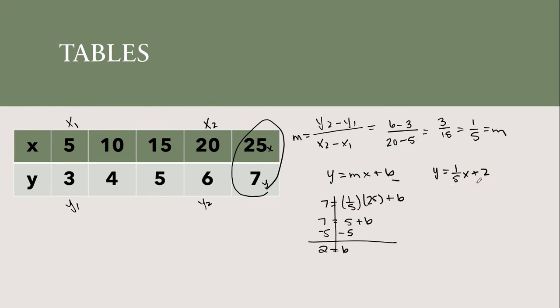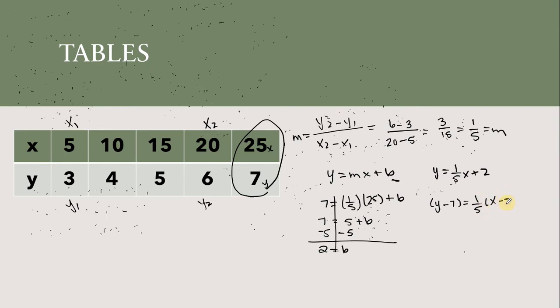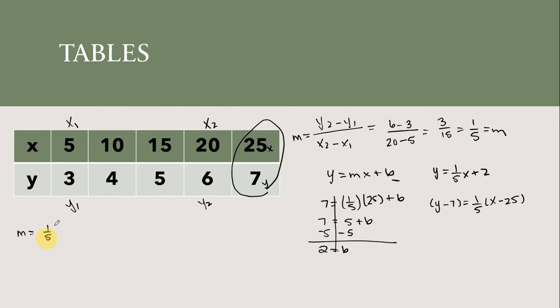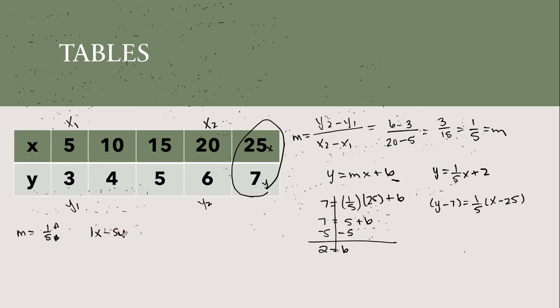If I wanted to do that in point-slope form, and I chose this point, it would be y minus 7 equals 1/5 times x minus 25, right? I just plugged in the x and the y and the slope. And if I wanted to do this in standard form, if my slope is 1/5, I remember I have to label that A over B. So it'd be 1x minus 5y equals C.